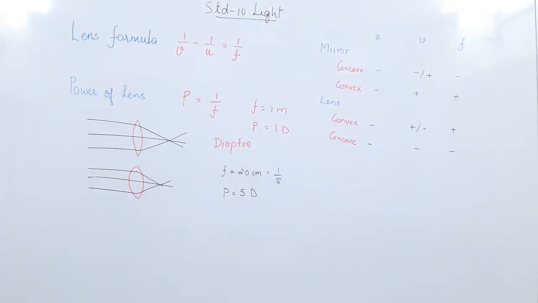Is it clear to you? So what is power of the lens? It is the ability of the lens to converge or diverge the light. Thicker the lens, more the convergence and divergence. Thinner the lens, less. Okay. So power of a convex lens is positive and concave lens is negative.